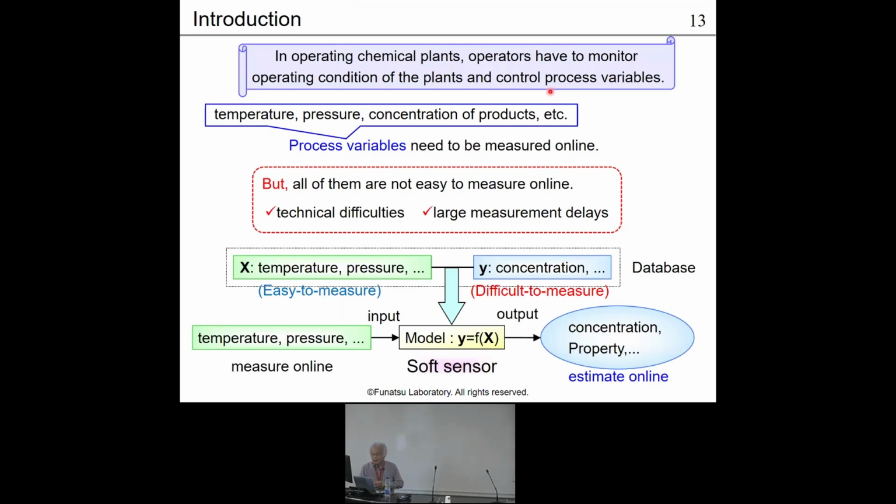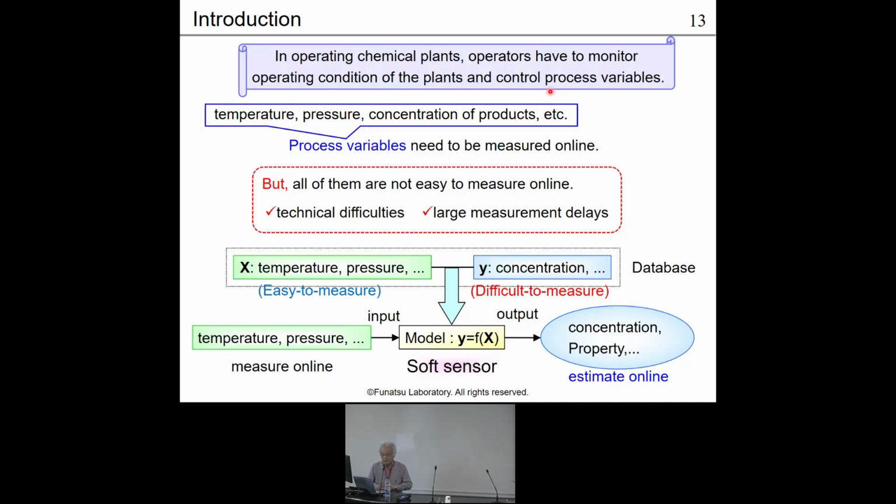In an operating chemical plant, operators have to monitor the operating condition of the plant and control process variables. Process variables such as temperature, pressure, liquid level, and concentration of product need to be measured online. But not all of them are easy to measure online because of technical difficulty, large measurement delay, high investment cost, and so on. In order to cope with these problems, soft sensors are widely used in chemical plants.